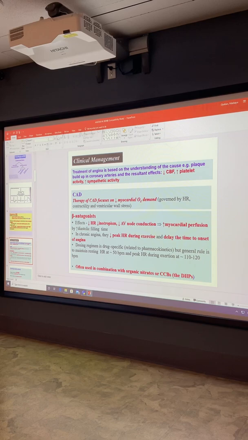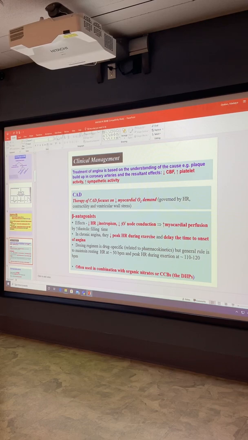So the fourth group of agents we use would be the beta antagonists. We've treated beta antagonists very well under hypertension. So there's not any information I need to give you here, but just to revise, it reduces heart rate, therefore it's helping oxygen demand. It also causes a reduction in contractility of the heart. So that is negative inotropism and negative chronotropism.